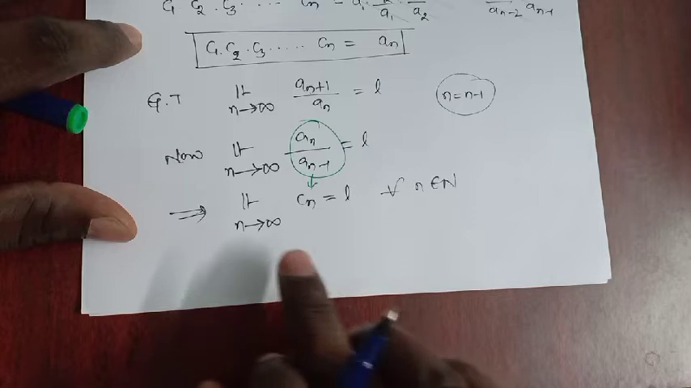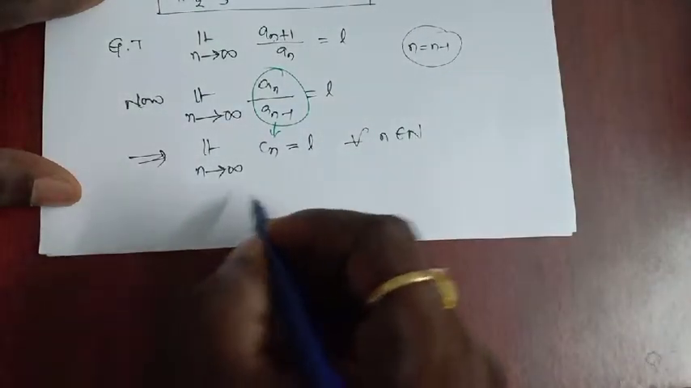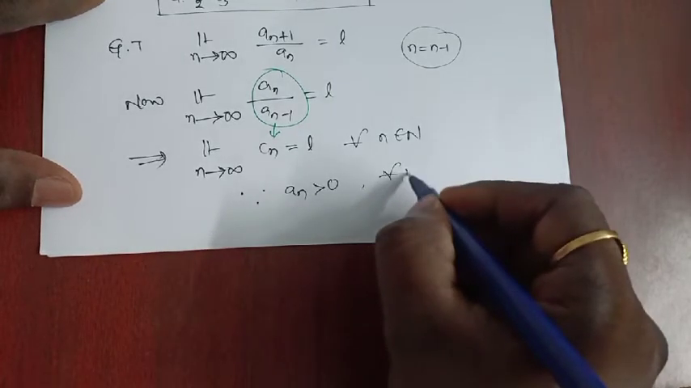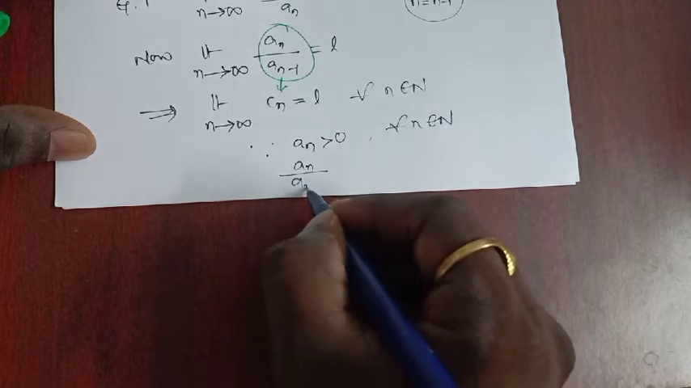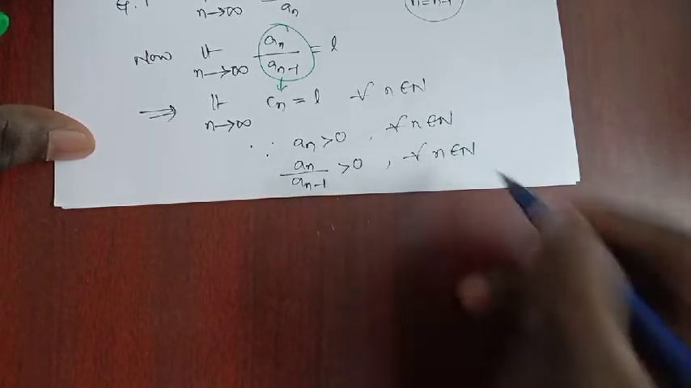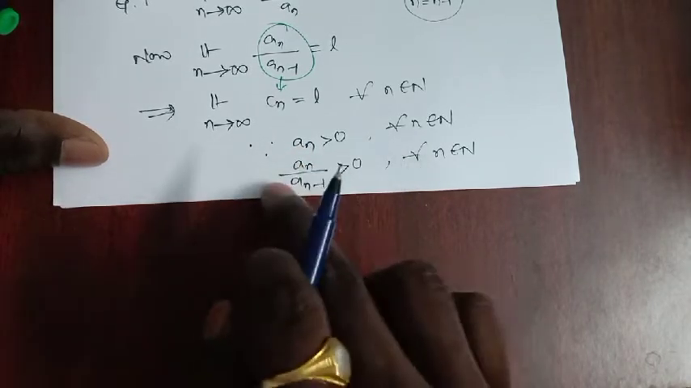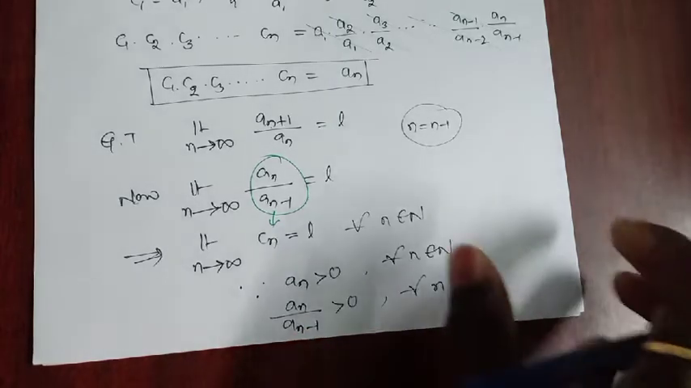Now clearly we have a_n greater than 0. Since it is given that a_n is greater than 0 for all n belonging to N, we can write a_n by a_(n-1) is also greater than 0 for all n belonging to N. So I am taking a_n by a_(n-1), which is clearly C_n. Now replace a_n by a_(n-1) with C_n.